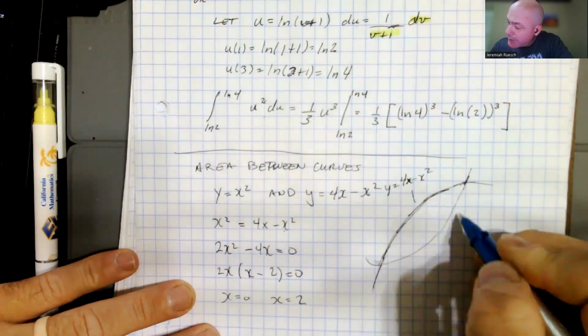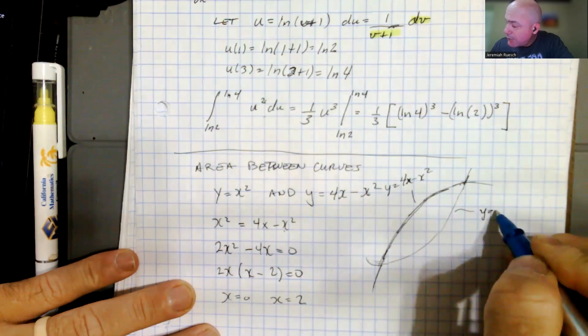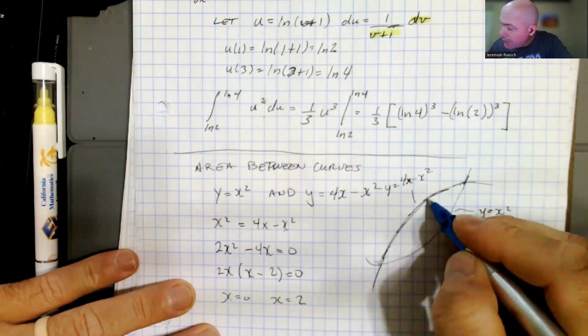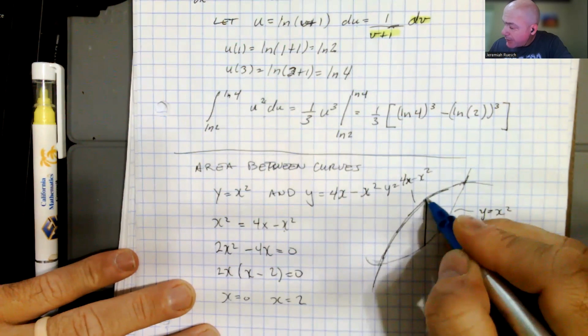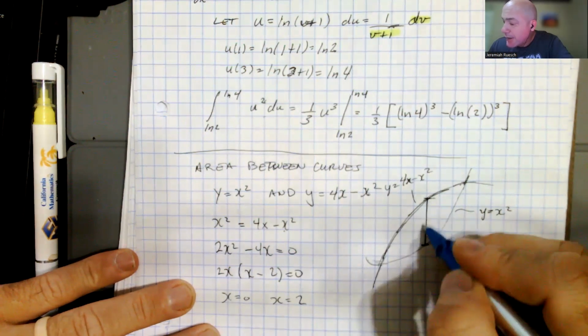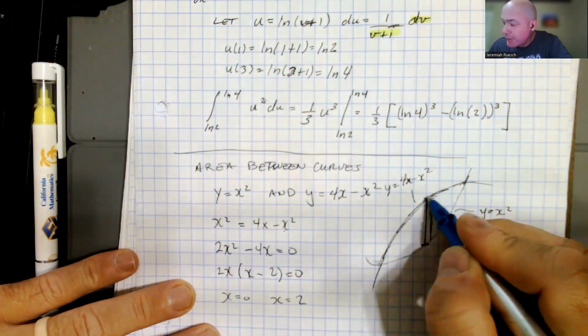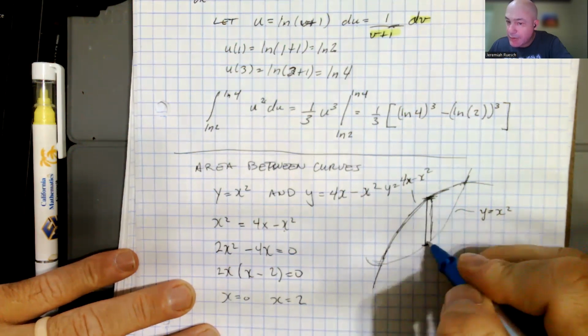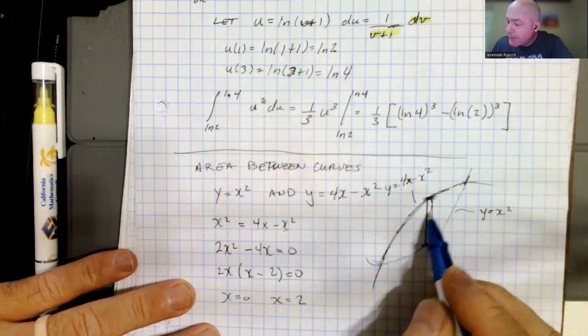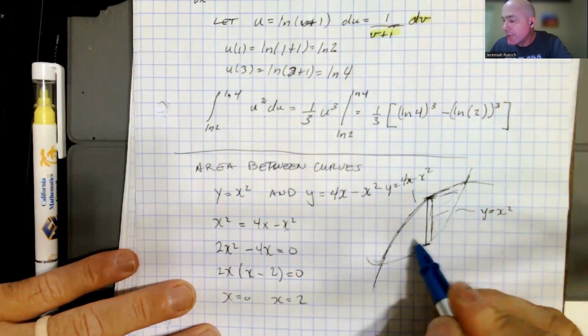Okay, and then the bottom one here is y equals x squared. So the radius, if you will, the height of the rectangle that we're looking at, is really the one giving it the area, and we're going to subtract off of it this area here, because the area that we're interested in is this region in here.